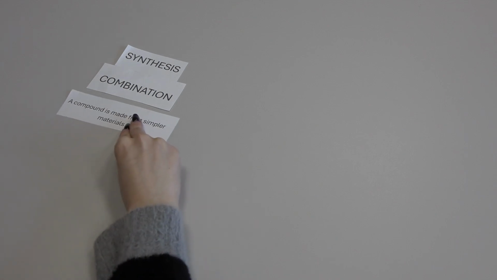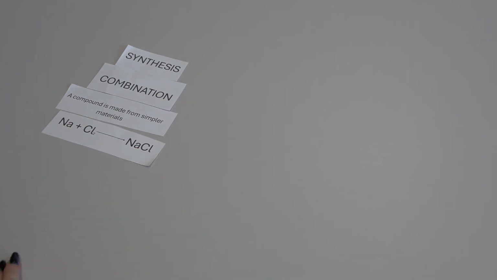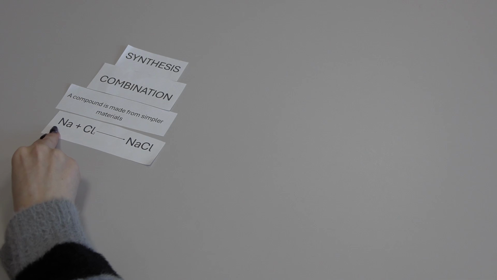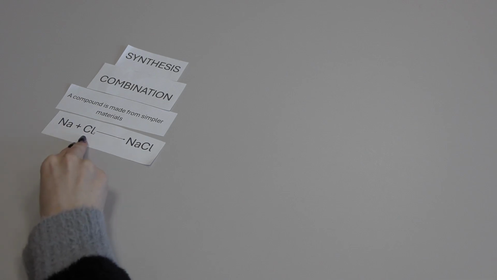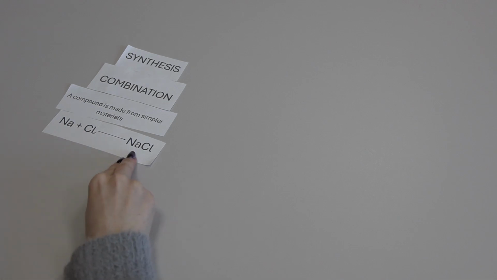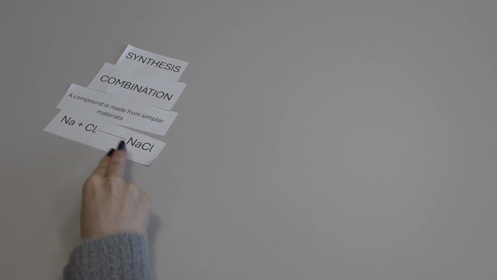So in this type of chemical reaction, a compound is made from simpler materials. So now let me give you an example of this kind of chemical reaction. As you can see, here we have sodium and chlorine gas, which gives us sodium chloride. But if you look very carefully, then you can see that the number of atoms of these particular elements aren't the same on both sides.